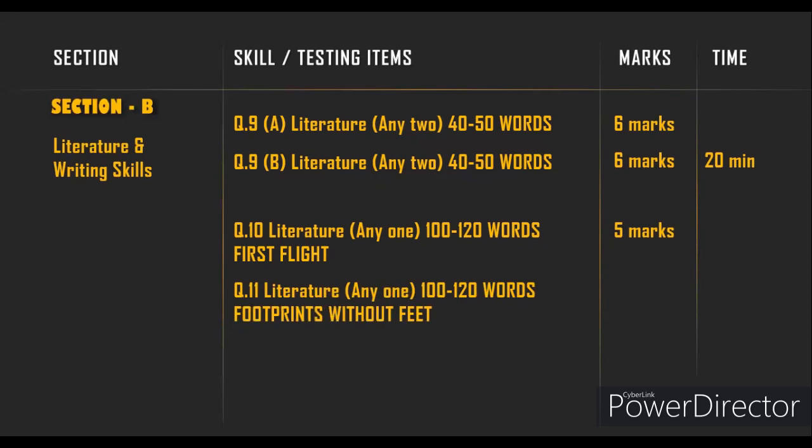The last question, that is literature. Once again, we have 100 to 120 words, any one question that we have to attempt. The two questions that we are going to find in this question, that is question number 11, are from Footprints Without Feet only. Once again, any one that you have to attempt for 5 marks.